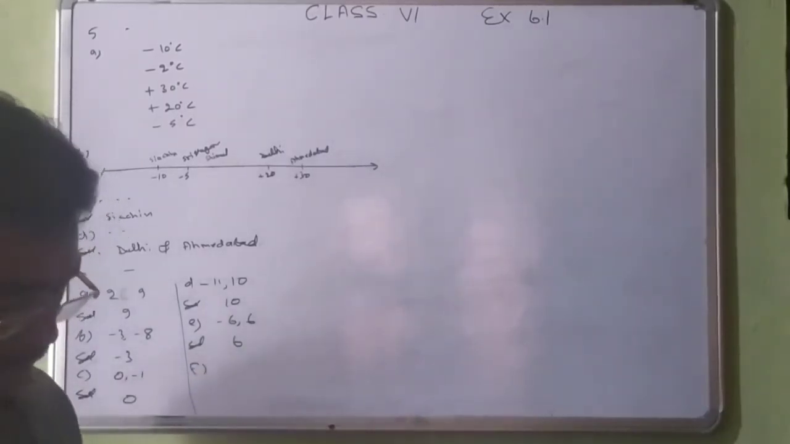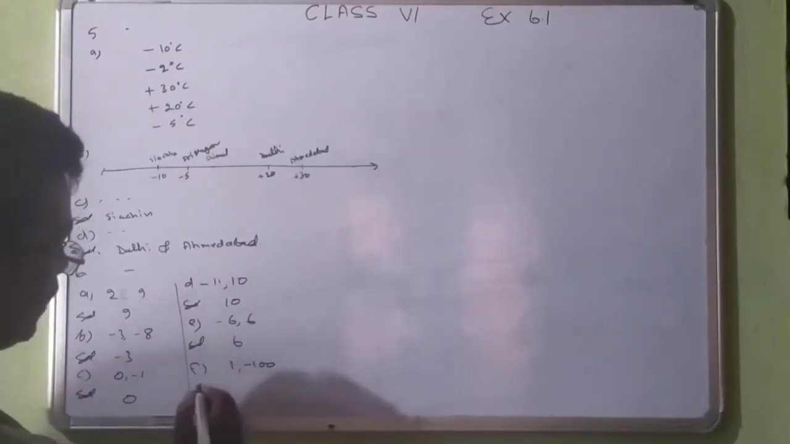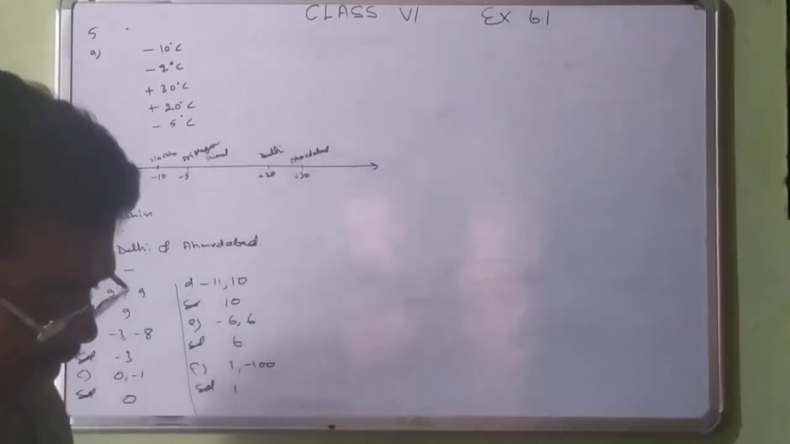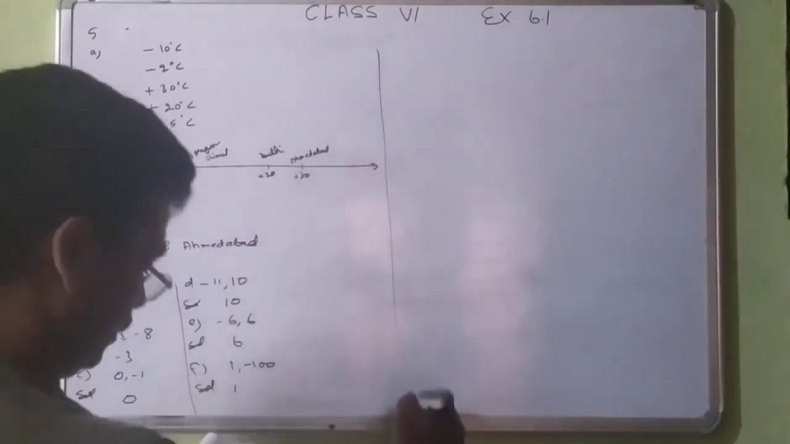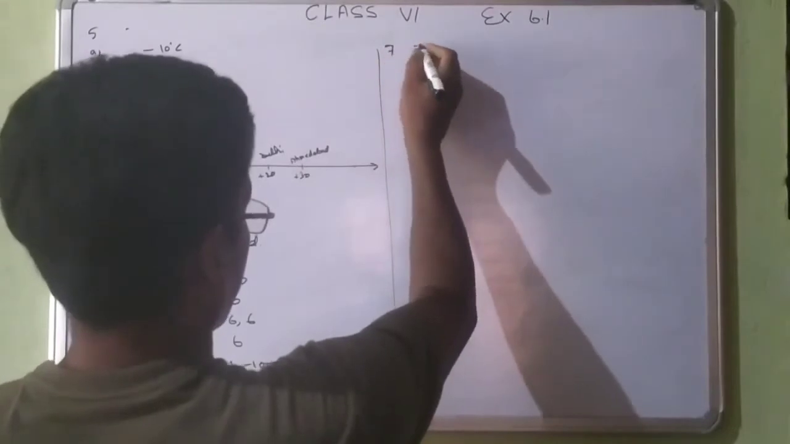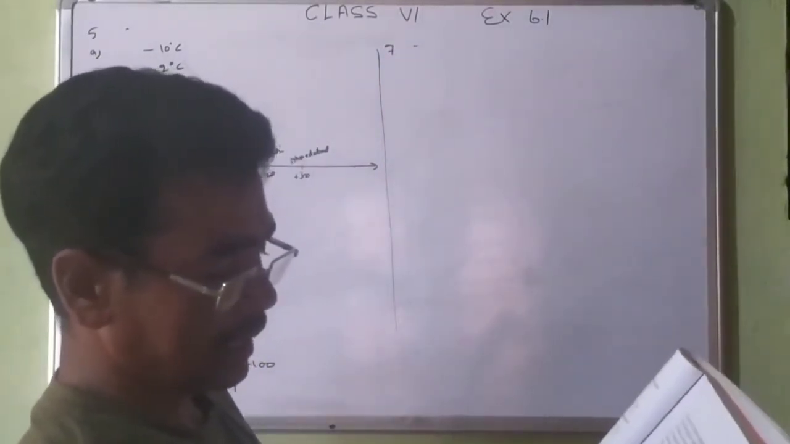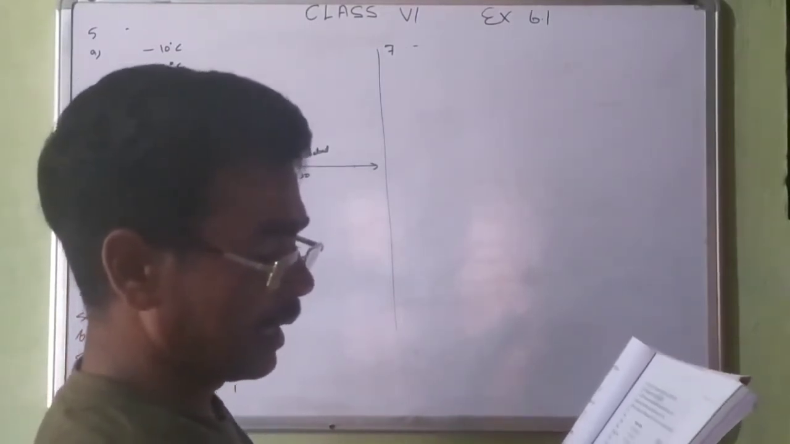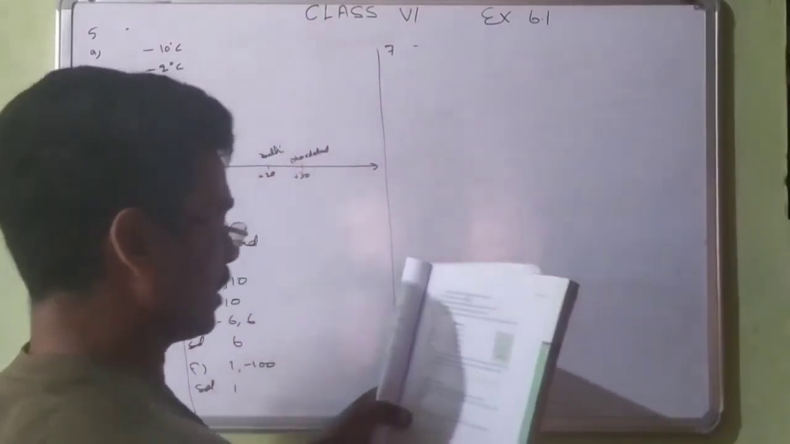F part, 1 and -100, so 1 is greater than -100, so 1 will come on the right side. Next question number 7, that is write all the integers between the given pair, write them in increasing order. Increasing order means smallest first.